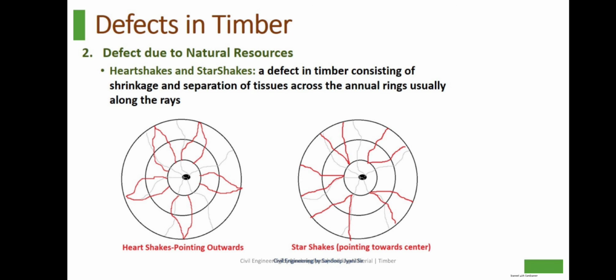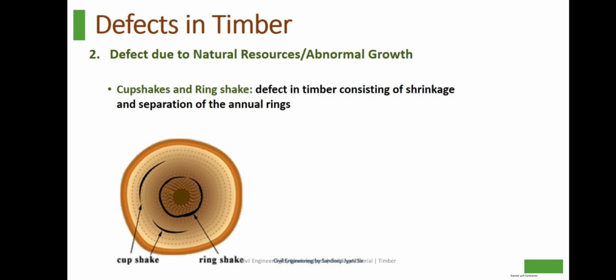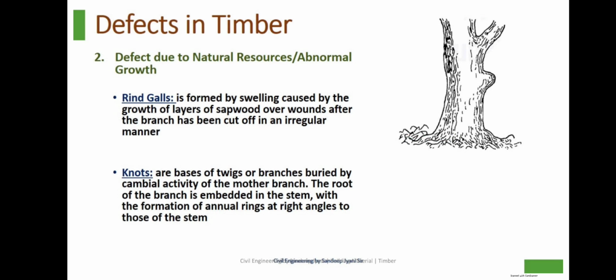Heart shake and star shakes: a defect in timber consisting of a shrinkage and separation of tissues across the annual rings, usually along the rays. And cup shakes, ring shakes: a defect in timber consisting of shrinkage and separation of the annual rings.